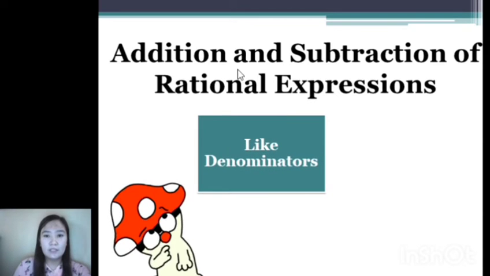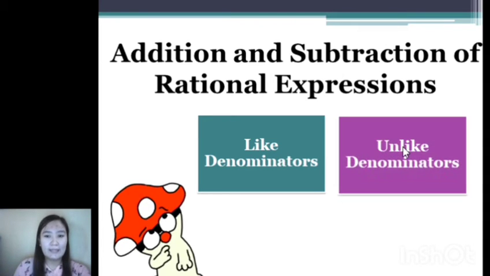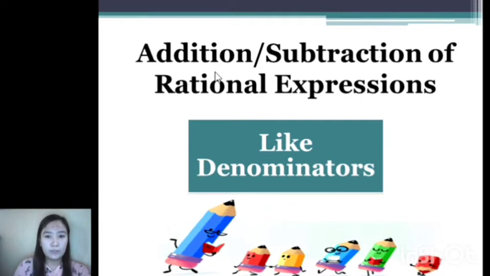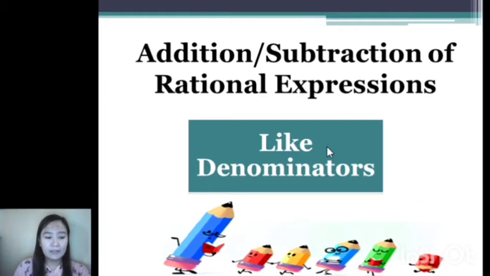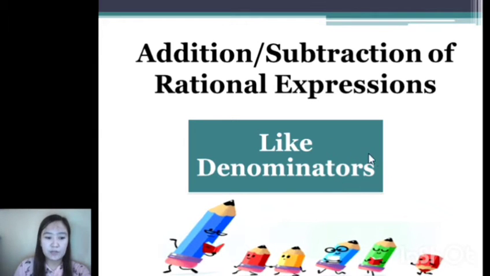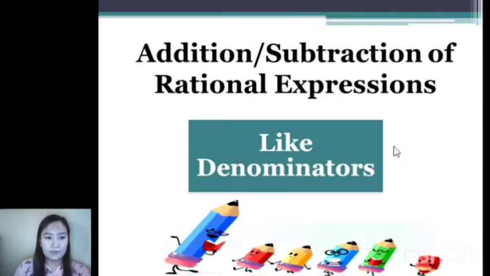One is about addition and subtraction of rational expressions with like denominators and with unlike denominators. In this episode, we are going to have addition and subtraction of rational expressions with like denominators. You can watch the addition and subtraction of rational expressions with different denominators in other video presentation.